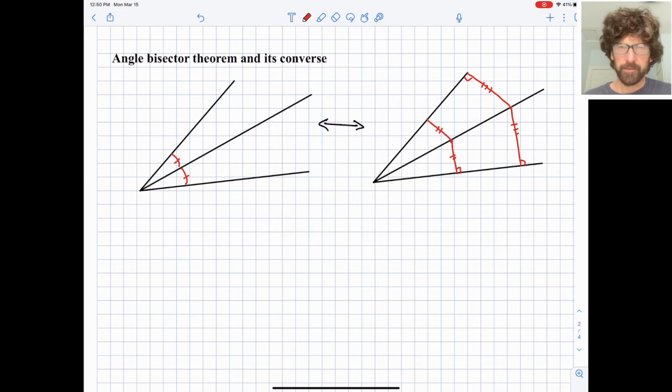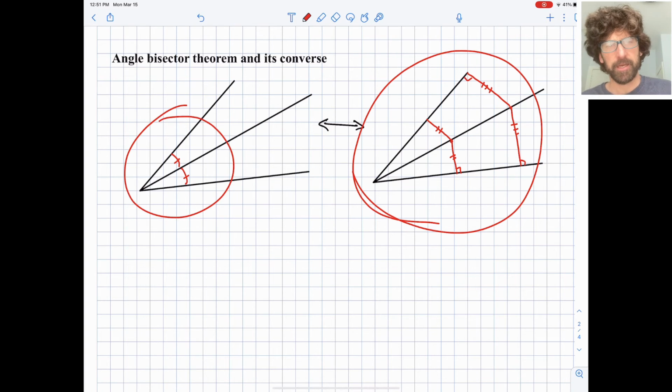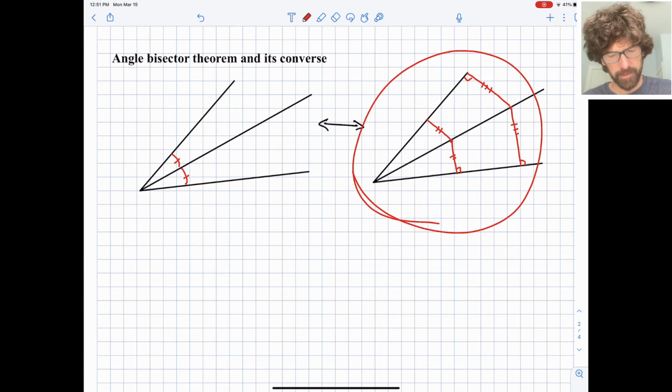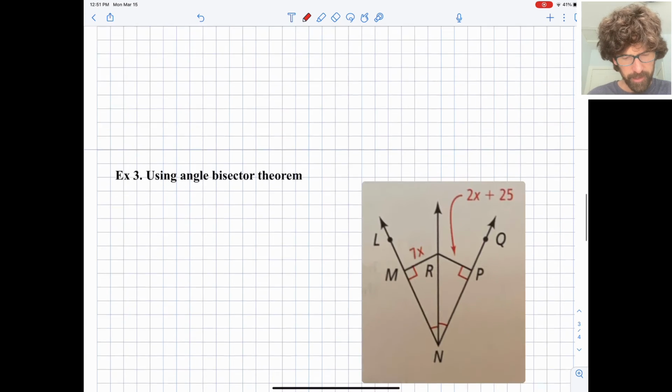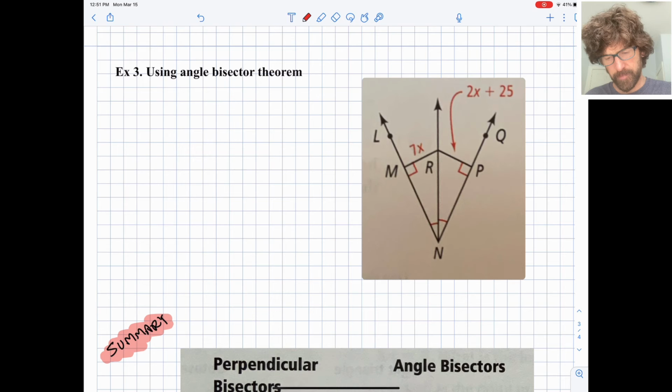And as I said before, the converse is also true. If we are given the fact that we have a line that is equidistant to the two sides of an angle, then we would know that it must be an angle bisector. So the converse is also true. Let's apply this and then we'll summarize what we've done so far.